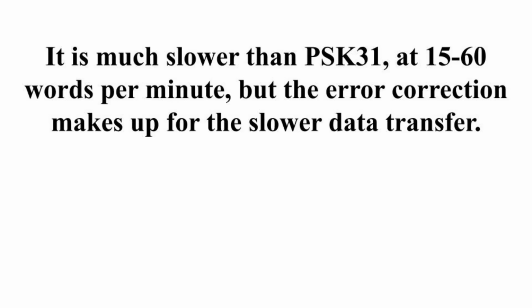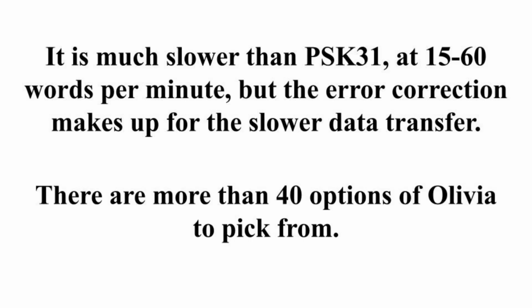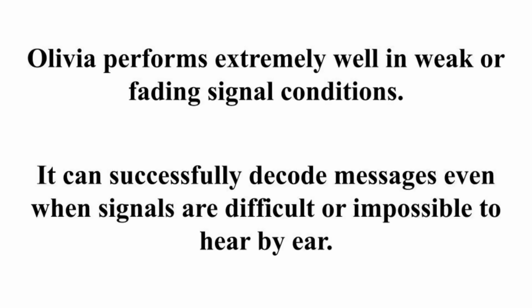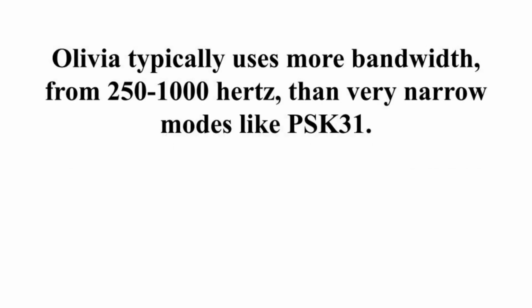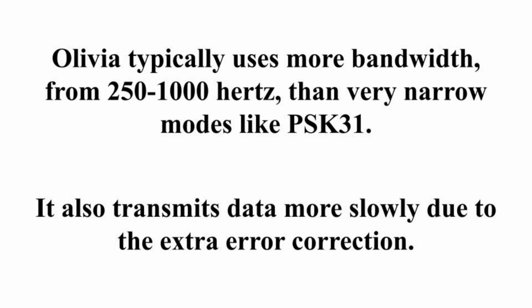It is much slower than PSK31 at 15 to 60 words per minute, but the error correction makes up for the slower data transfer. There are more than 40 options of Olivia to pick from. Strengths of Olivia. Olivia performs extremely well in weak or fading signal conditions. It can successfully decode messages even when signals are difficult or impossible to hear by ear. Limitations of Olivia. Olivia typically uses more bandwidth, from 250 to 1000 Hz, than very narrow modes like PSK31. It also transmits data more slowly due to the extra error correction.